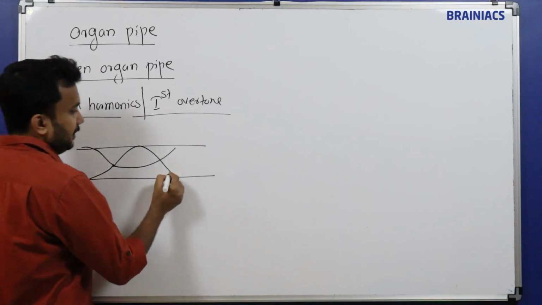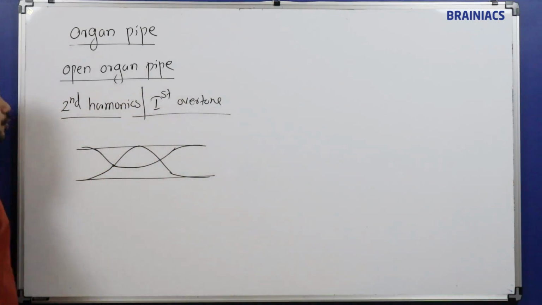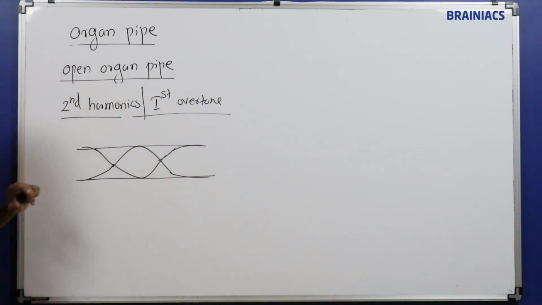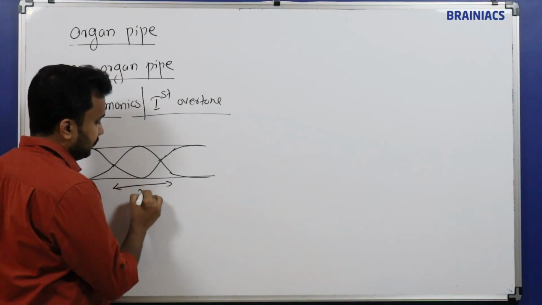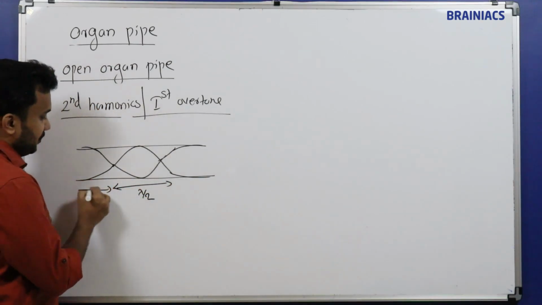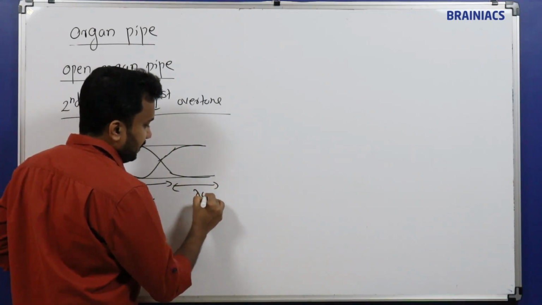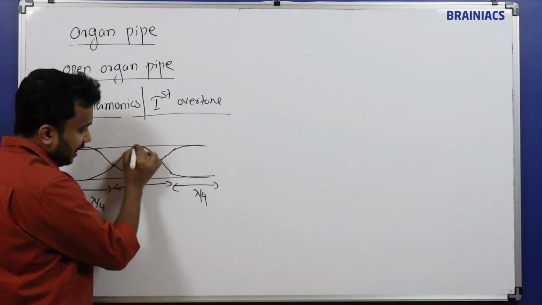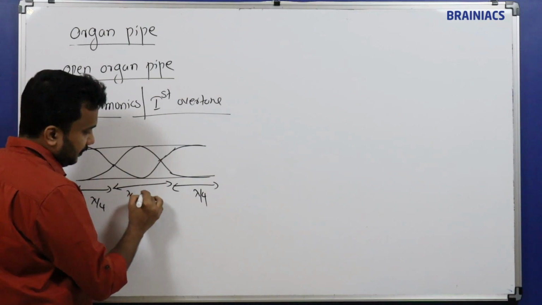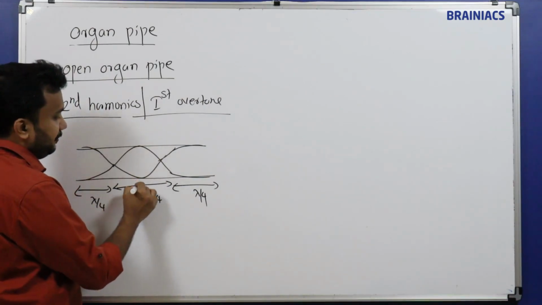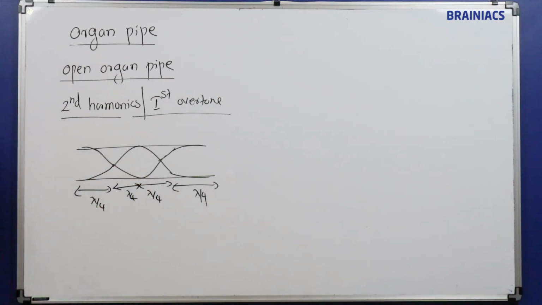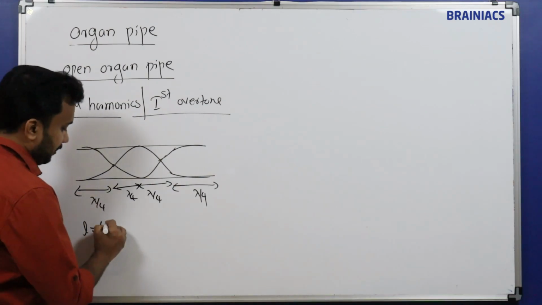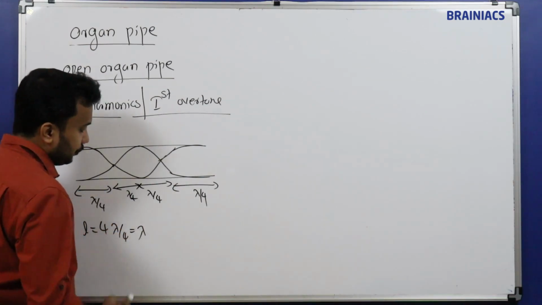Antinodes must come on both sides, that is the condition. This is the second harmonic, and the diagram must touch like this. So how much is this length? This is not a half wave, this is lambda by 2. And how much is this one and this one? This one is lambda by 4 and this one is lambda by 4. So the length of the organ pipe will be how many lambda by 4? 4 lambda by 4, which is equal to lambda.